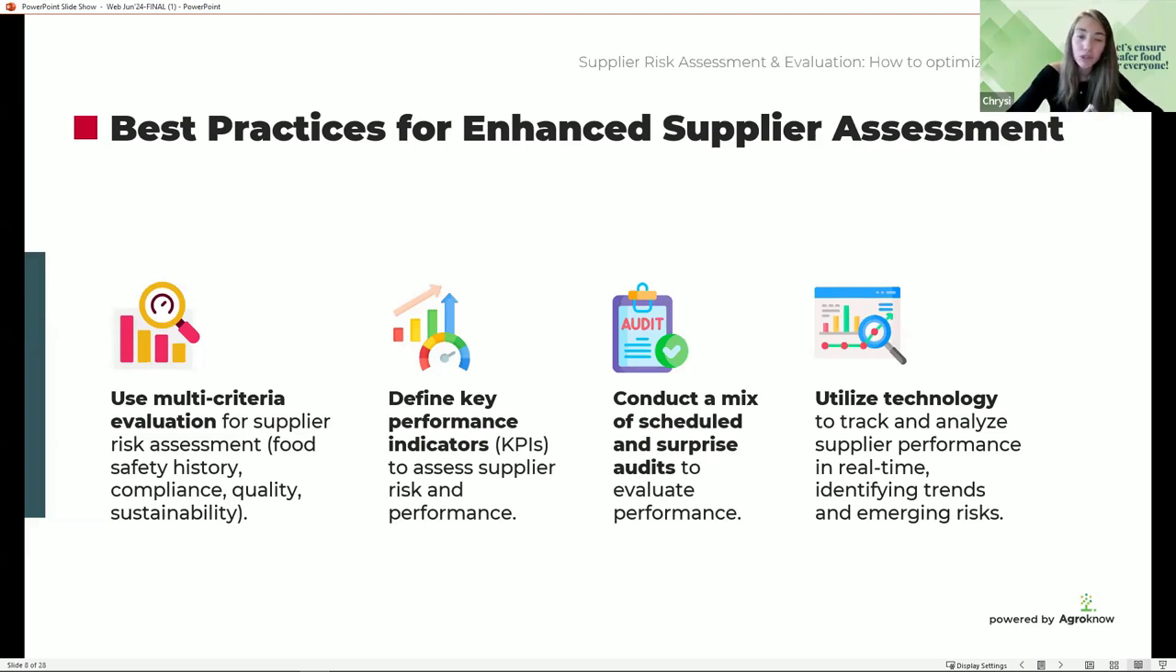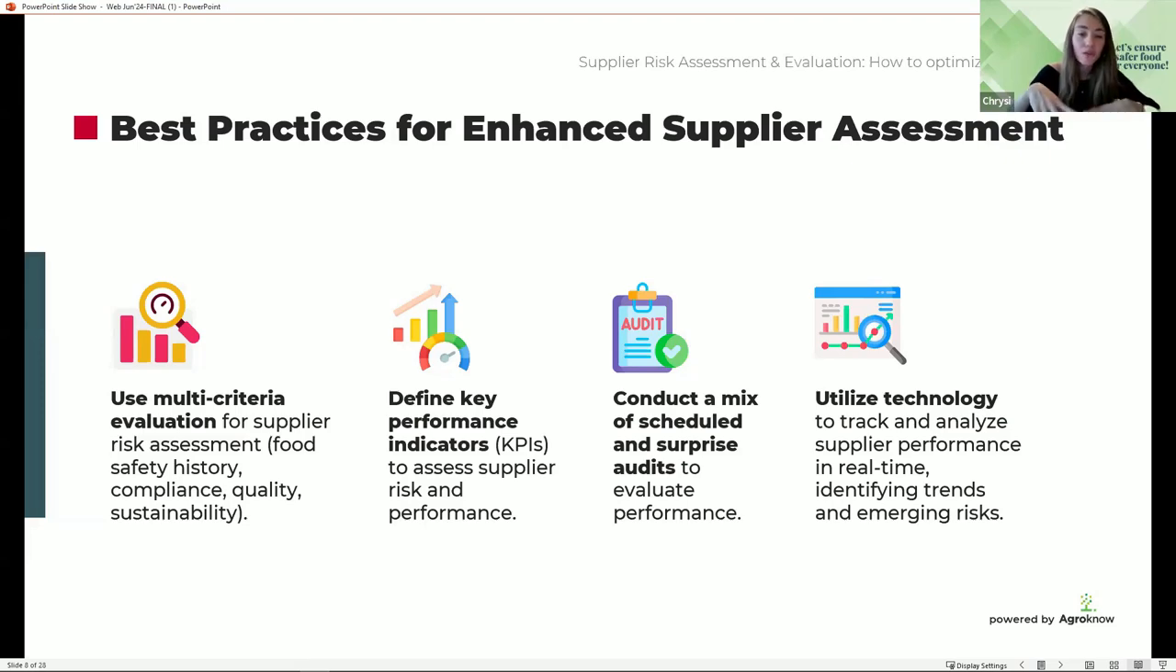It is extremely important to also consider sustainability practices. We've seen a lot in today's market that both consumers, but also regulators, are increasingly focused on sustainability. So it is very important to evaluate suppliers also on their environmental and social practices. It's a way that you can future-proof your supply chain against not only evolving regulations, but also evolving consumer expectations, of course. Then, of course, it is extremely important to define the correct key performance indicators.